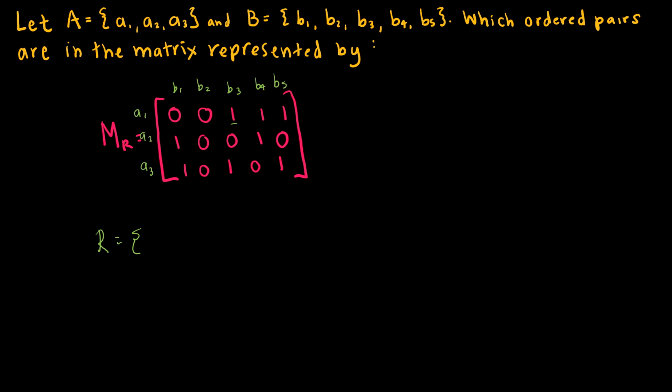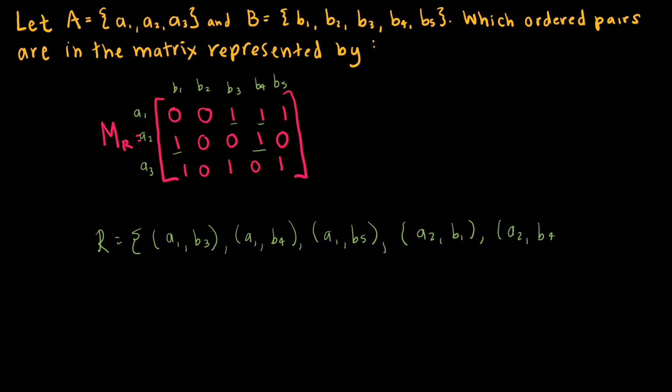My first ordered pair would be A1, B3. My second would be A1, B4. And then I also have A1, B5. Then I would move on to the next row, which would be A2, B1. And then I would have A2, B4. And that's all for A2s.